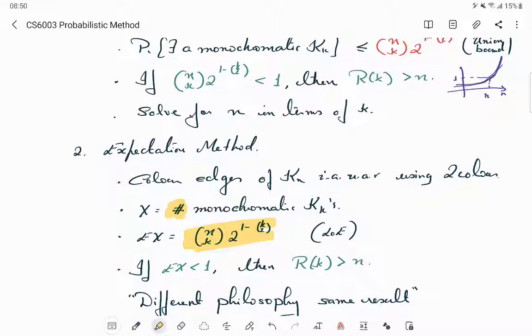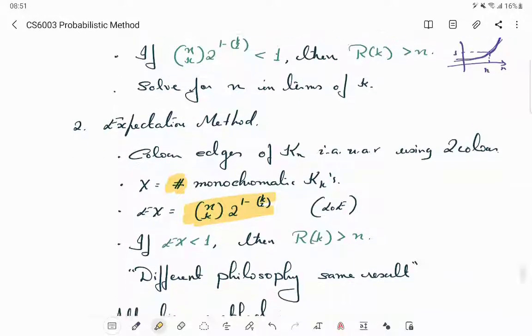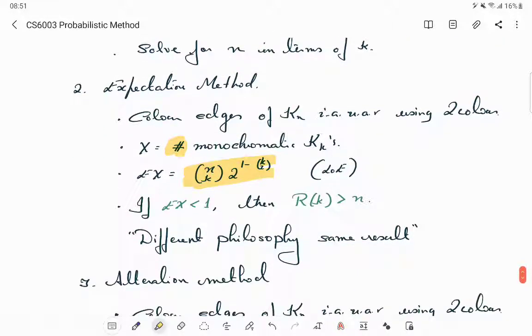And now we can claim that if this expected number of cliques is less than 1, now if the expectation of a certain quantity is E[X], surely there exists one outcome in the sample space where the X value is less than or equal to E[X], which would mean it is less than 1. But remember, this is a count, and hence less than 1 means it's 0. Because this is a counting random variable, its range is 0, 1, 2, 3, etc. So less than 1 would mean 0. So if E[X] is less than 1, then there is no monochromatic clique of this size, hence your R(k) has to be larger than that. So this is a different philosophy, but the same result. We did not get any quantitative improvement. We got probably an alternate viewpoint to the same proof.